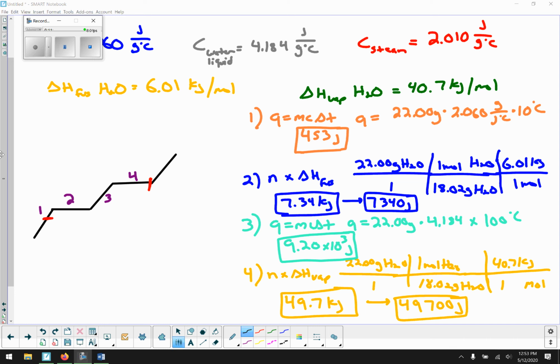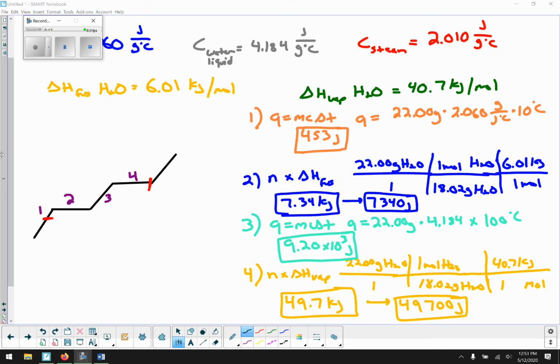Okay, so I've set up all the problems and done all the math, and you'll see the first step, heating from negative 10 degrees to 0, used 453 joules. The second step, the melting of the water, used 7.34 kilojoules, and I decided to convert everything to joules, so I converted that to 7,340 joules. The third step, raising the temperature of water from 0 to 100 degrees Celsius, used 9.20 times 10 to the third joules, or 9.2 kilojoules if you prefer. I'm leaving everything in joules.